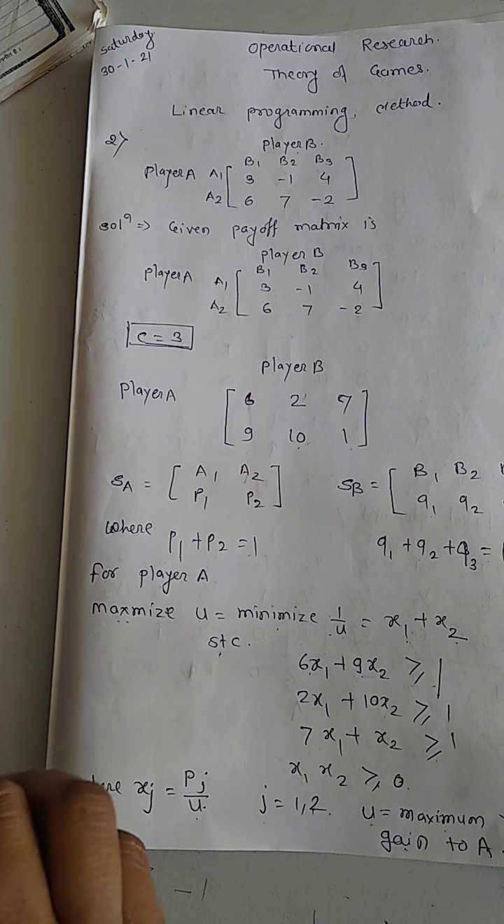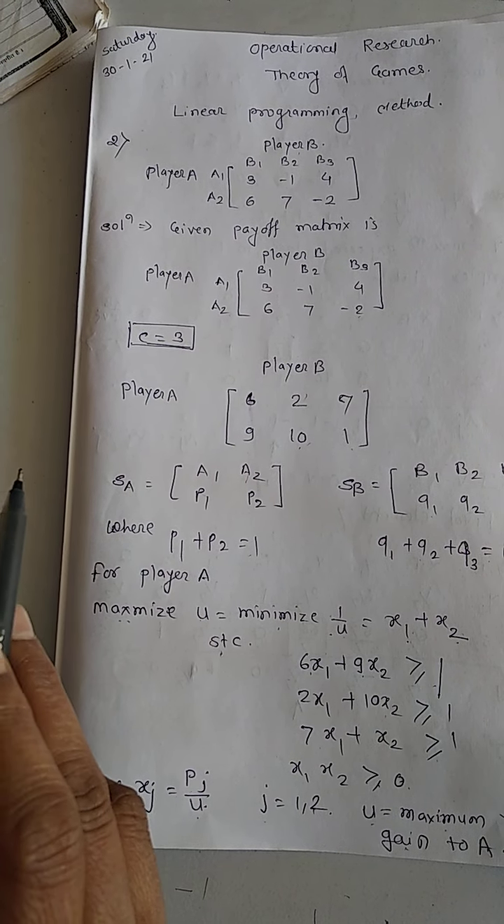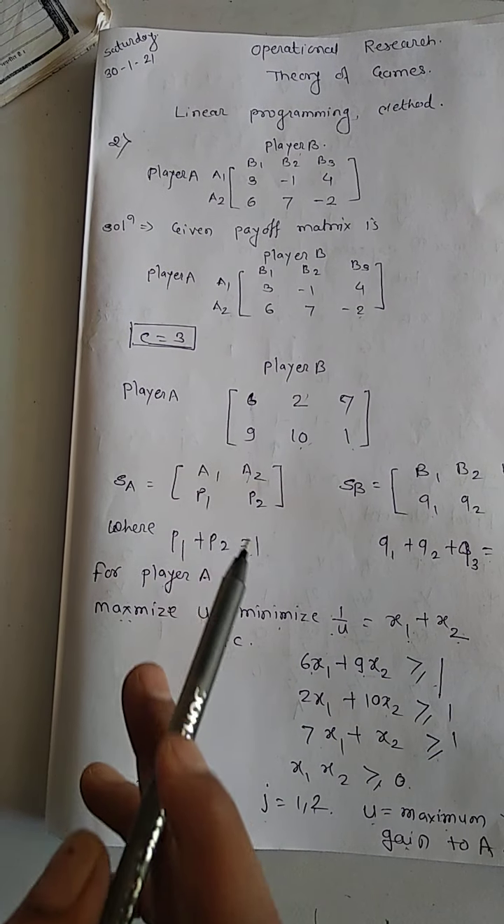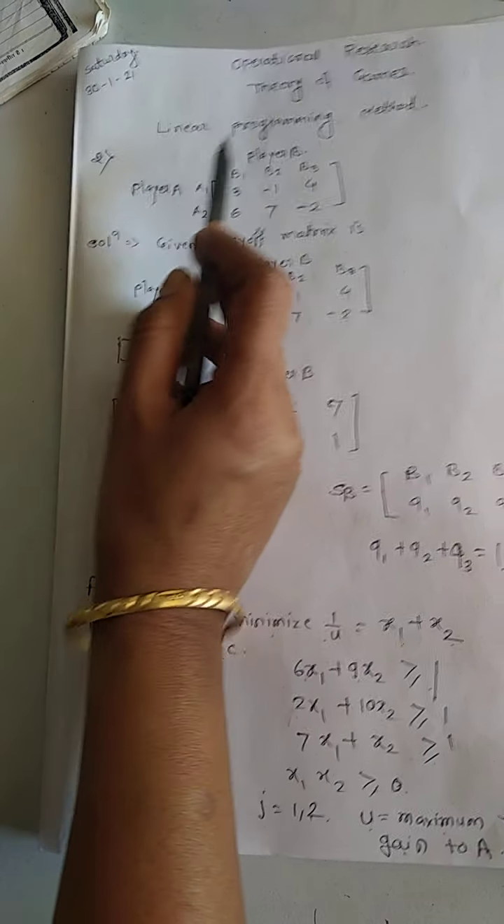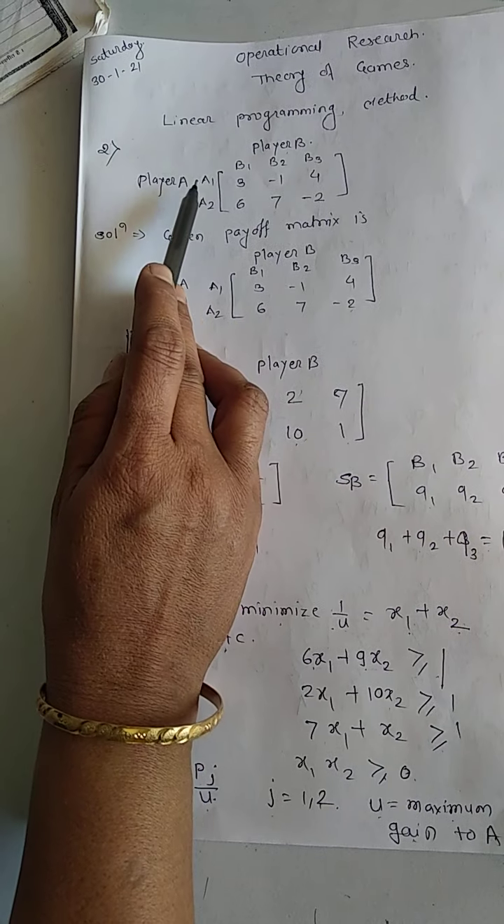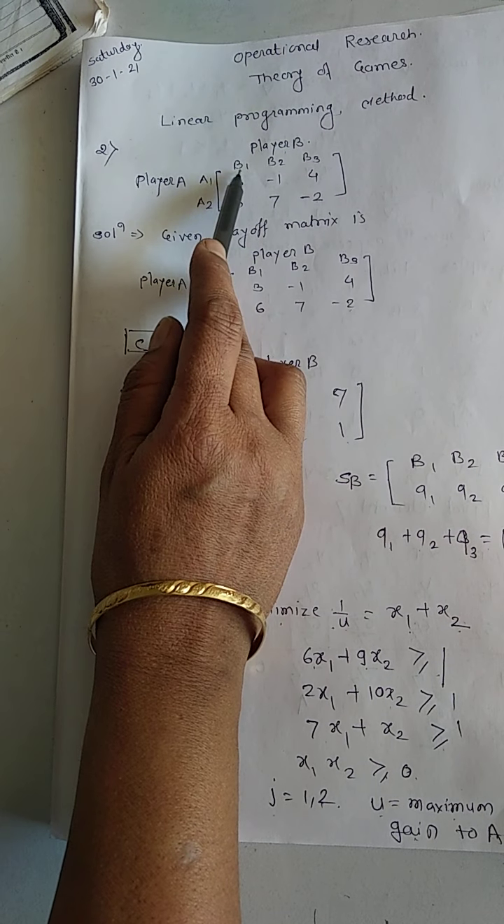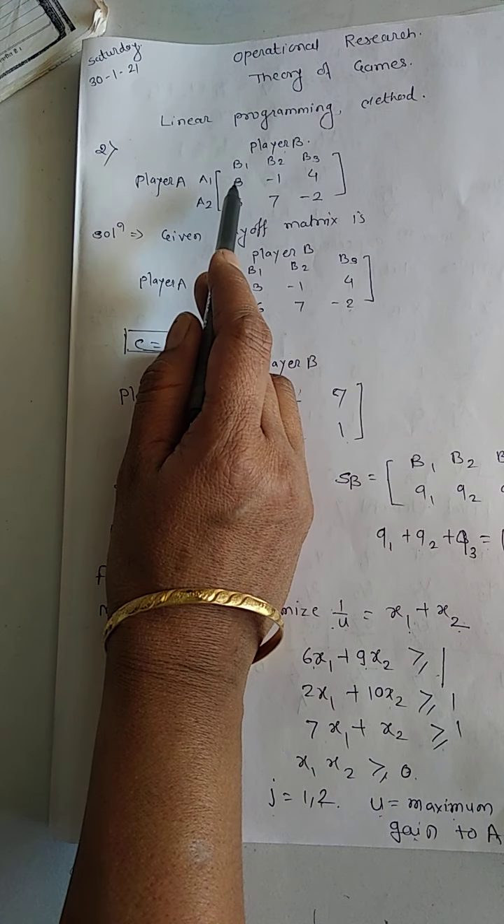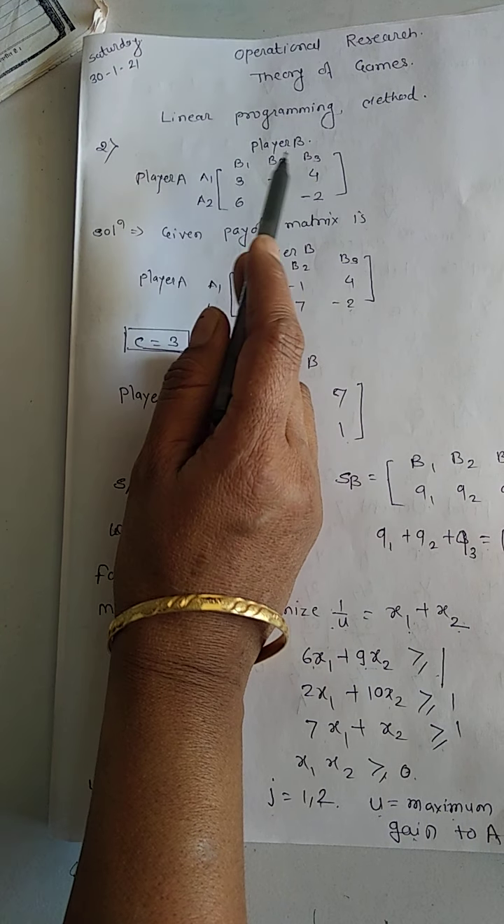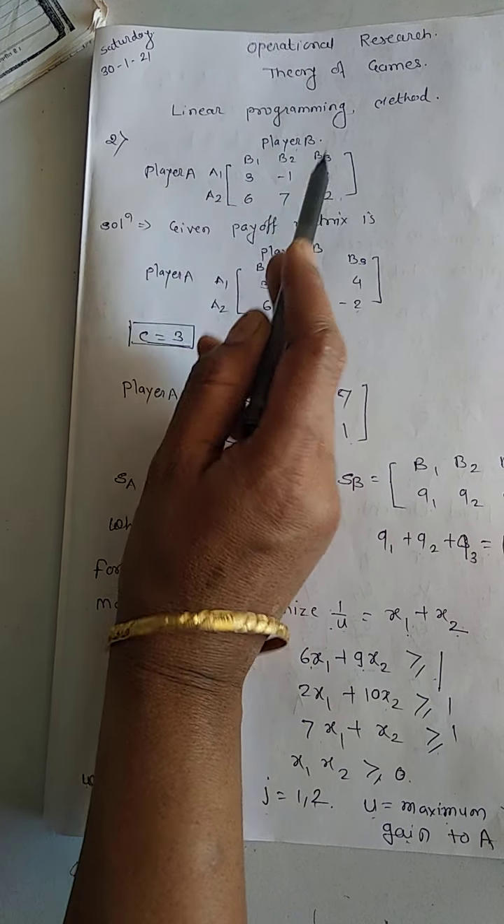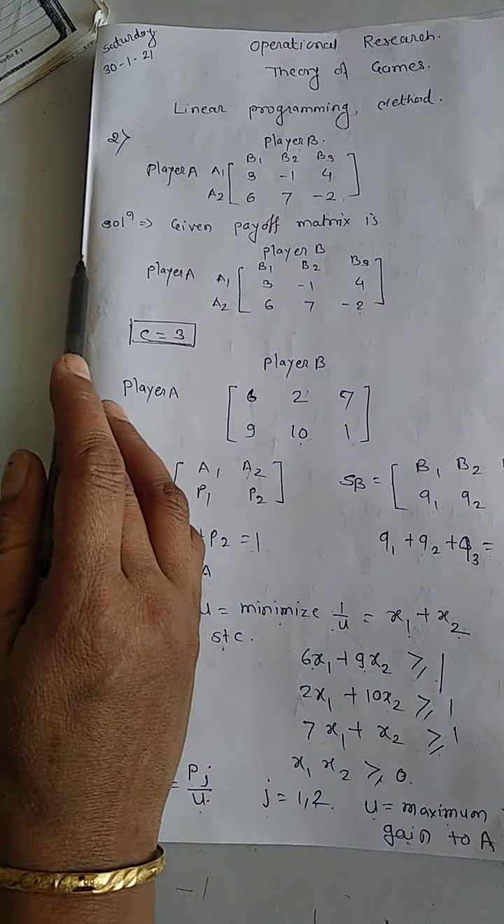Hello friends, today we are going to learn the linear programming method. The second problem is player A, player B. Player A has rows A1, A2 and player B has columns B1, B2, B3, and the elements are 3, -1, 4, 6, 7, -2. Then find the solution.